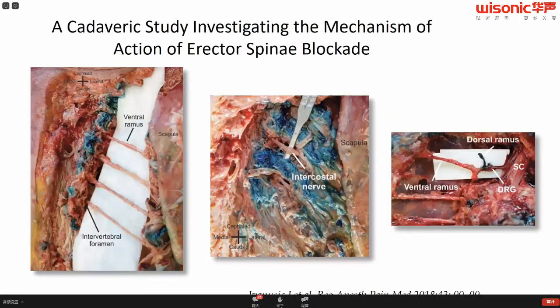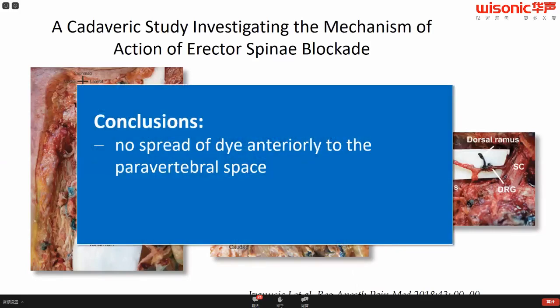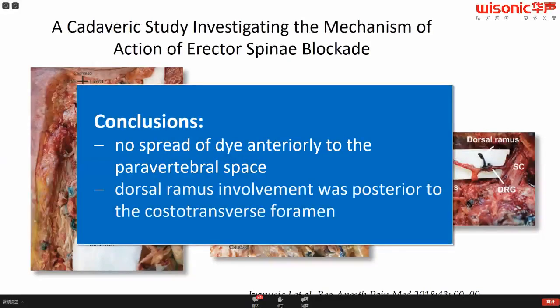Many cadaver studies were done to answer this question. This is one showing that when you look at the cadavers, the ventral rami are not stained with contrast dye. Only the dorsal ramus, here on the right side in the picture, is stained with contrast dye. So the conclusion was there was no spread of dye anteriorly to the paravertebral space, and the dorsal ramus involvement was posterior to the costotransverse foramen.